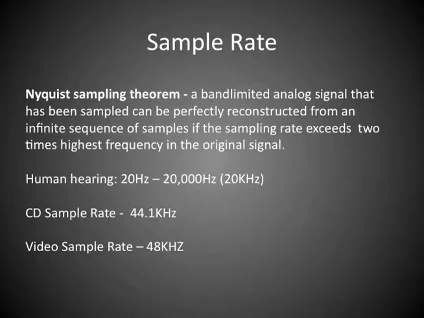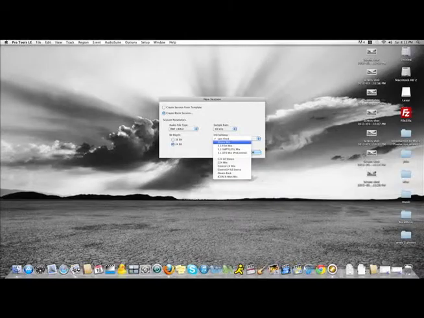Next, we're going to select our sample rate. The industry standard for sampling rates are 44.1 kilohertz for CD and 48 kilohertz for video. For this session, we're going to select the 48 kilohertz.